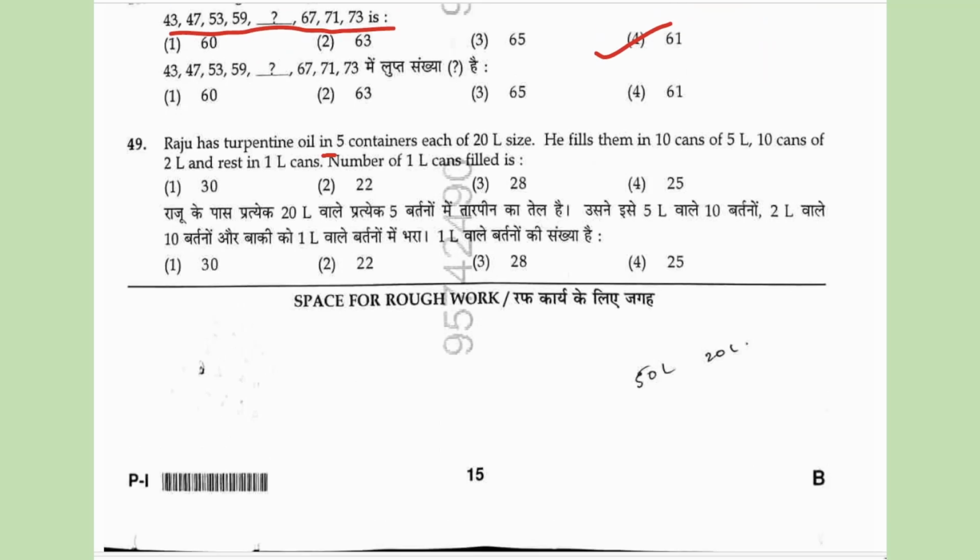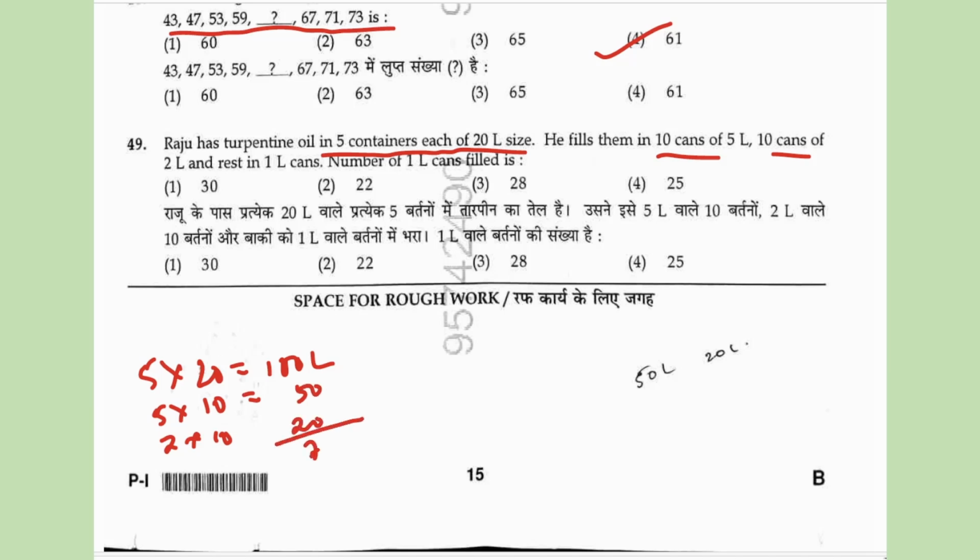Raju has turpentine oil in 5 containers, each of 20 liters. So 5 into 20 liters, he has 100 liters. He fills them in 10 cans of 5 and 10 cans of 2, and the rest in 1 liter cans. So this is 50 and this is 20. So 70 liters is filled up. How much is left? 30 liters is left. So he will fill up 30 liters of 1 liter cans.